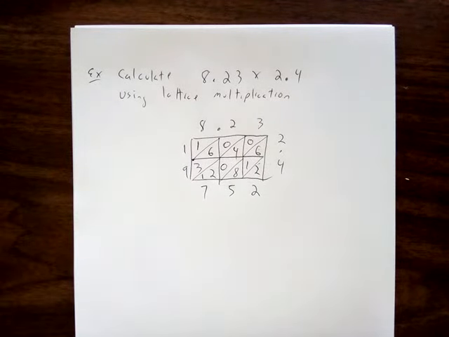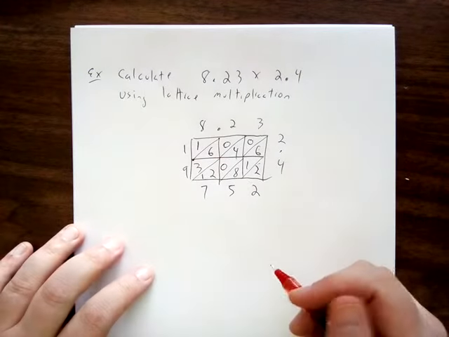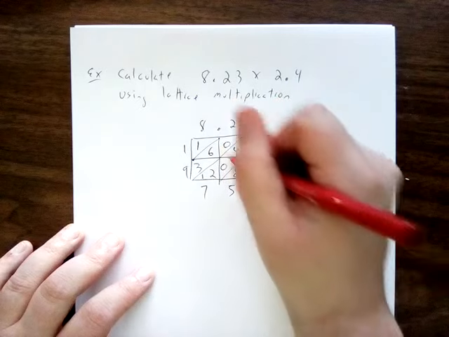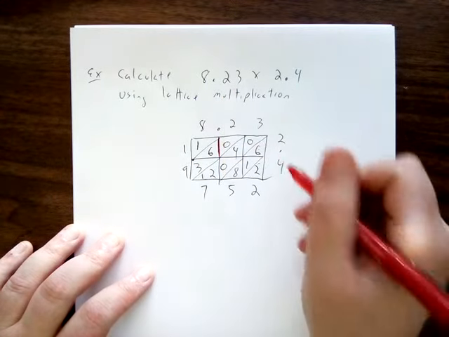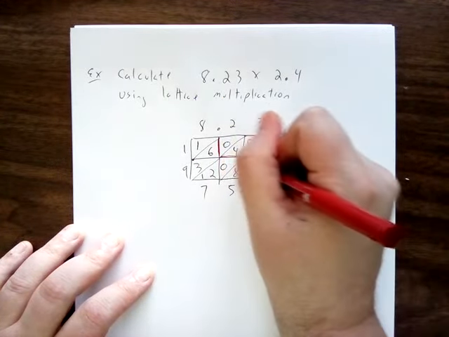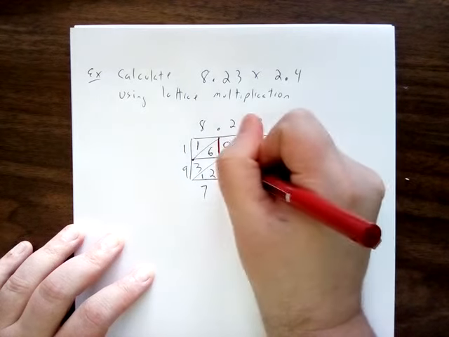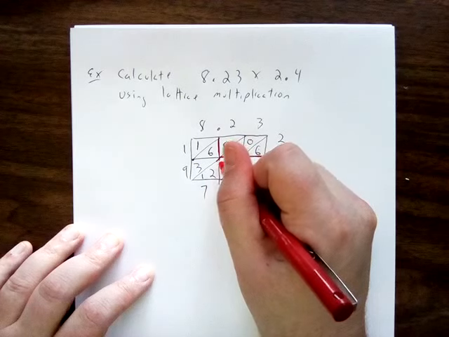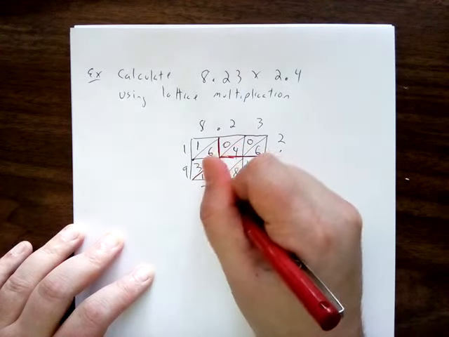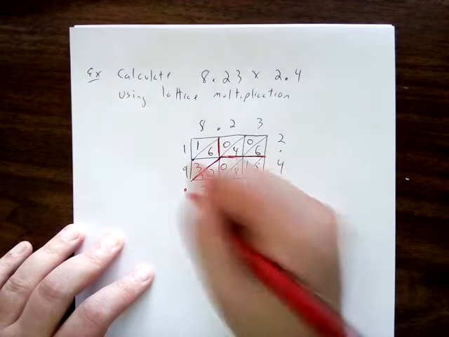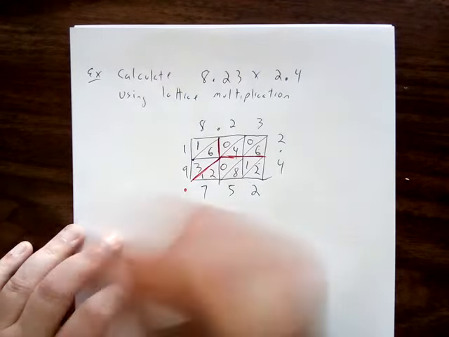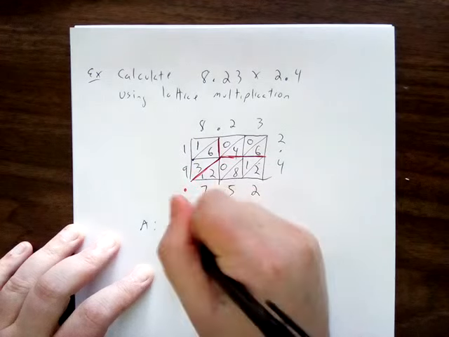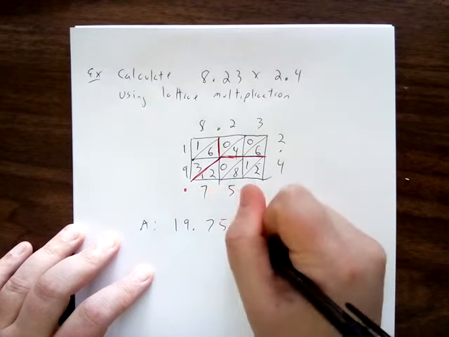The one last thing for us to do is to decide where the decimal place goes, and here the lattice tells us. We'll follow from the decimal place in 8.23, we'll follow down vertically, and in 2.4 we'll follow along that line horizontally until they meet up, and they meet up at this point. We'll follow along the diagonal line from where they meet to the exterior of our lattice, and that's where the decimal place will go. Our final product then is read from the left side along the bottom, 19.752.